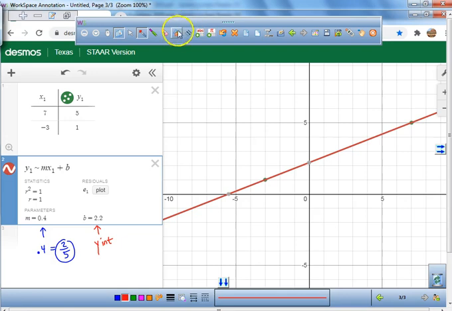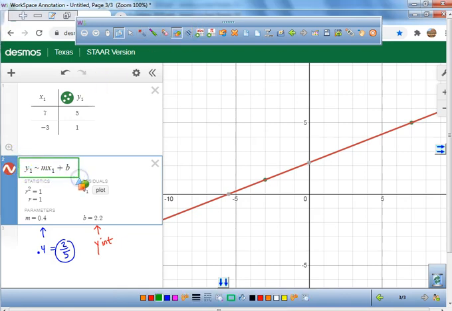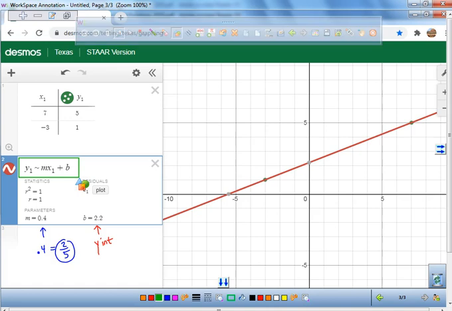All right, so in review, guys, what does everybody need to know? y1 tilde mx1 plus b. So I'm going to give you a chance right now to make sure you write it down in your journal. This is very, very, very important. It always gives you your slope and your y intercept. So I'm giving you a chance to write that down in your journal.